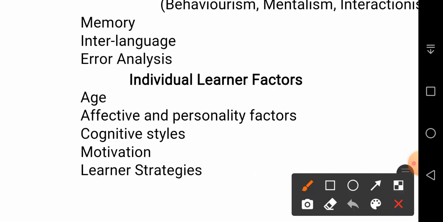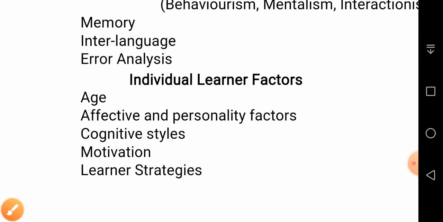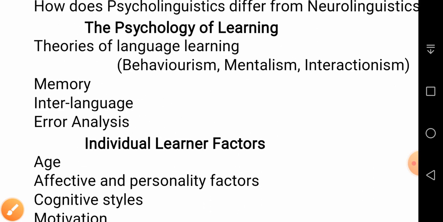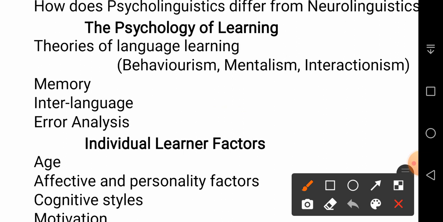Now there are individual learning factors. Let's say there are two students who are learning a foreign language or a second language, let's say English. Now keeping other variables constant, let's say they are physically okay, they are of the same age, they receive equal input. They go to the same school, they learn from the same teachers. Despite keeping all other variables constant, still one learner learns fast and the other learner does not learn the way the first learner learns.